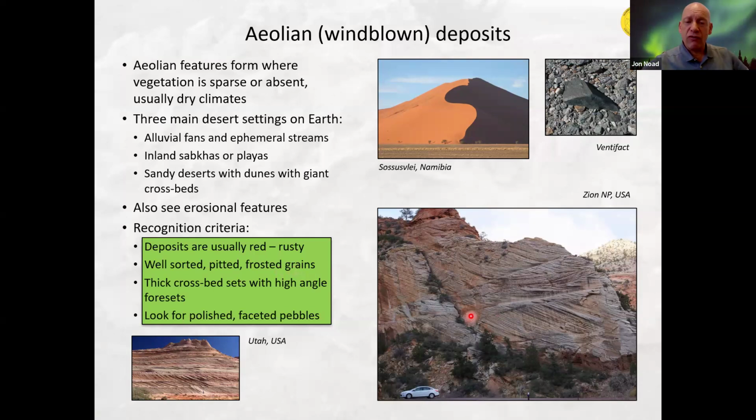And so you tend to see this frosted surface. They have very thick crossbed sets with very high angle foresets. Normally the maximum angle of repose for sand is about 35 degrees in these. But normally, if you look at things like deltas, you don't see anything quite that steep. And then you should look for polished faceted pebbles as well.